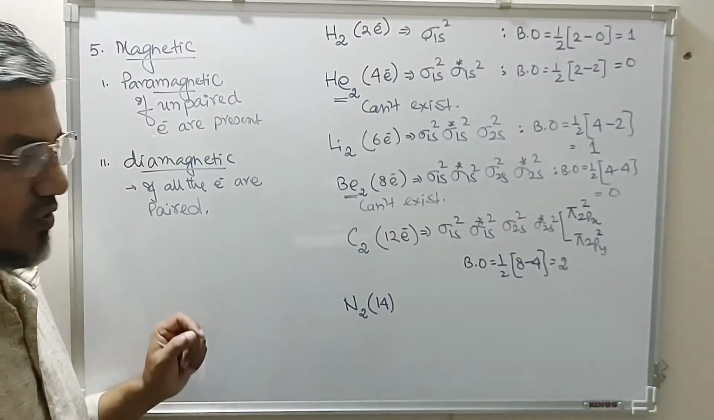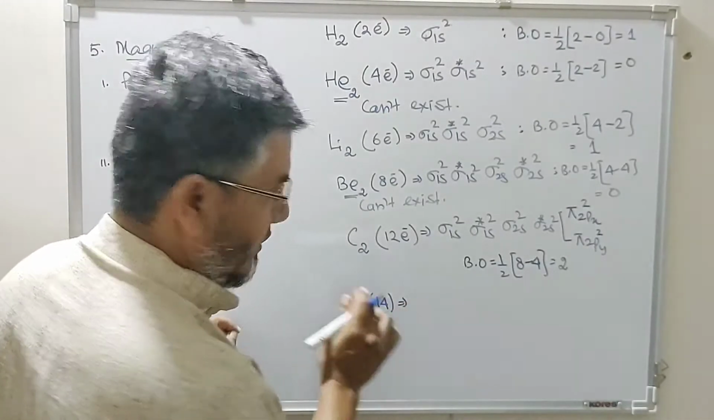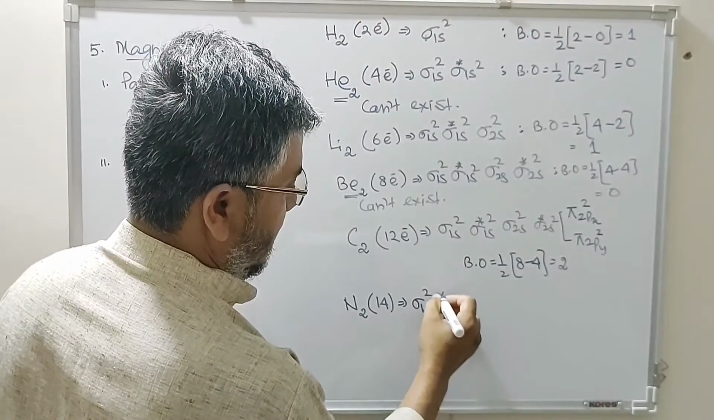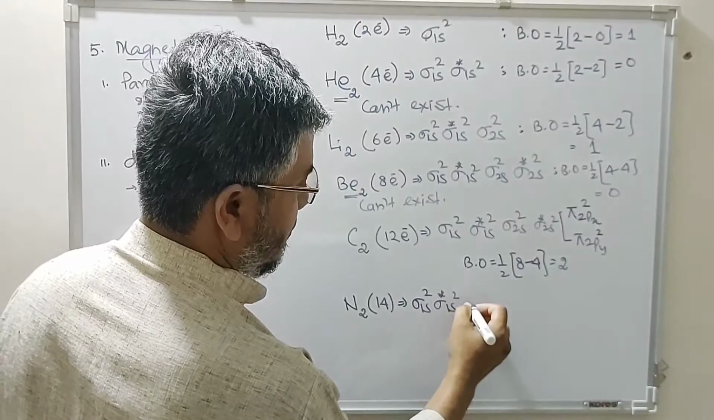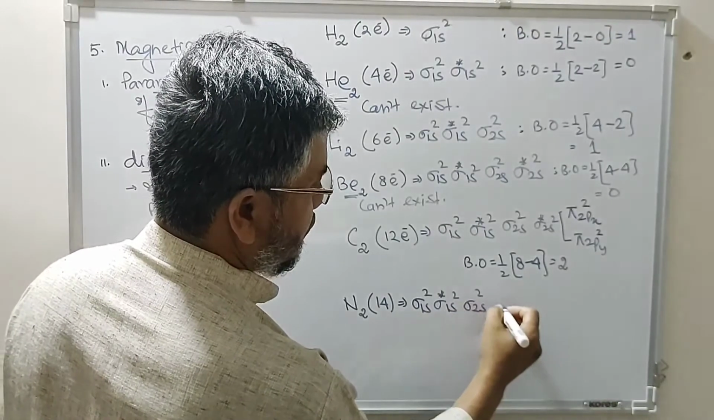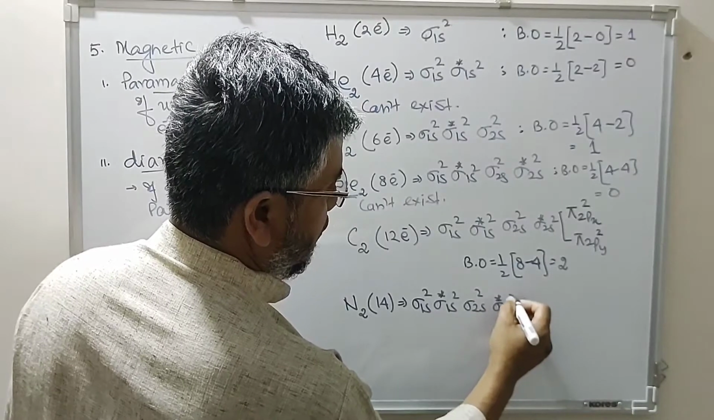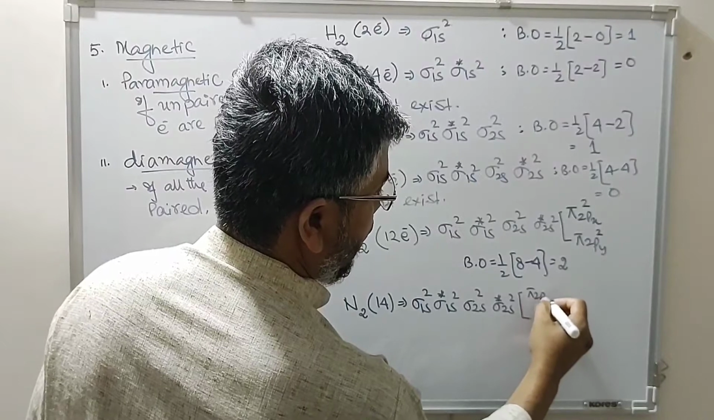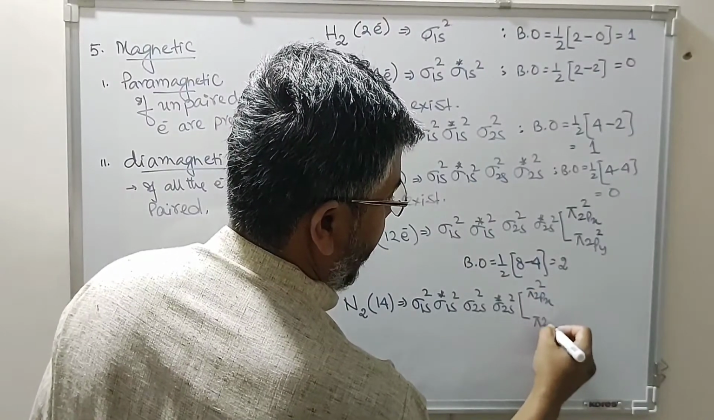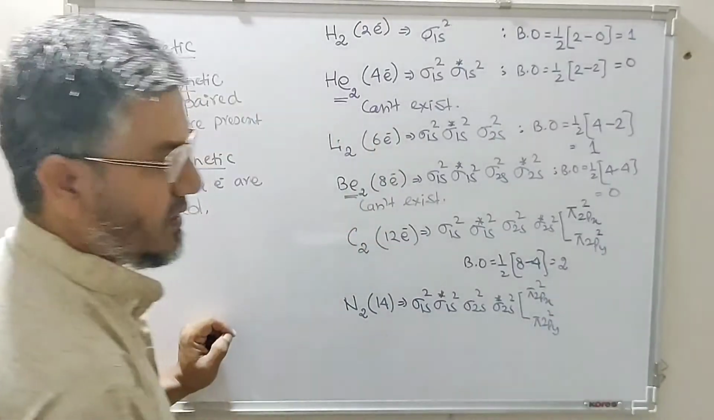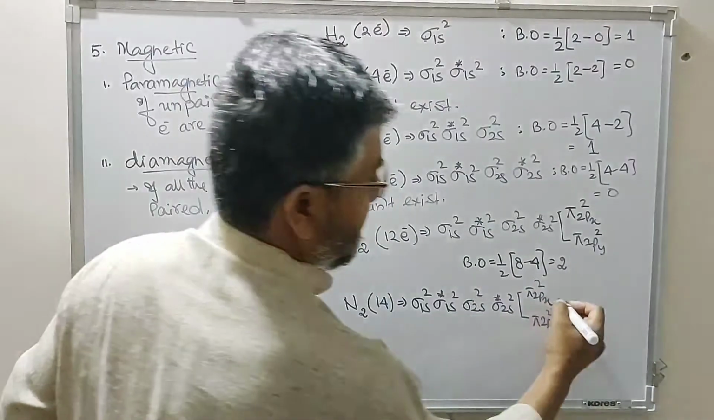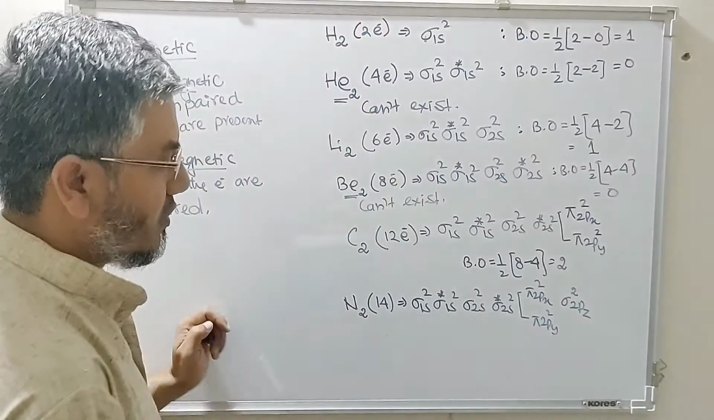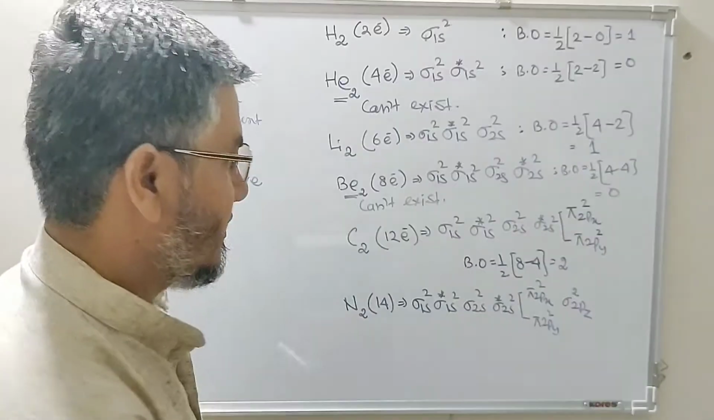This is atomic number 14. Sorry, the total number of electrons is 14. So we have sigma 1s2, sigma star 1s2, sigma 2s2, sigma star 2s2. This is 14. Then we have pi 2px2, pi 2py2. So we have 14. Sorry, 12. After this, we have sigma 2pz2. So the total number of electrons is 14.